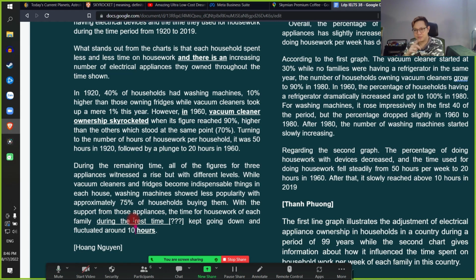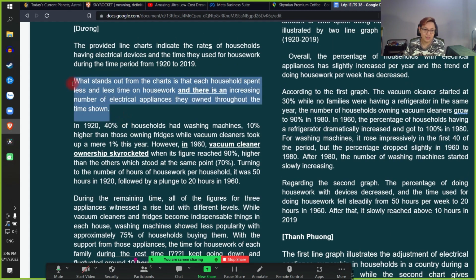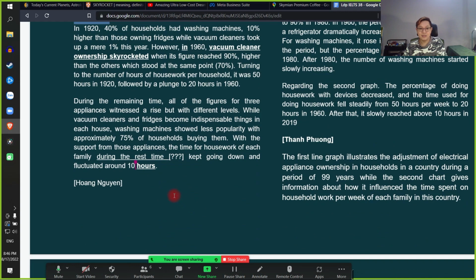And because of logic problem sometimes. Okay, there's a logic problem here. Are you sure with the support from these appliances, they will spend less time? This is the same logic problem that I spotted before. Đây là cái vấn đề logic y chang như cái hồi nãy thầy nói á. Có chắc là họ làm ít việc nhà hơn là do tại vì sự ủng hộ mấy cái đồ này không? Lỡ đâu họ thuê giúp việc thì sao? Same logic problem like I said before. What if they hire a maid to help them?